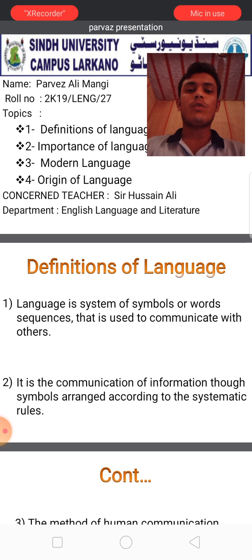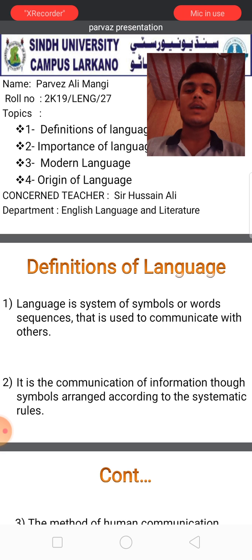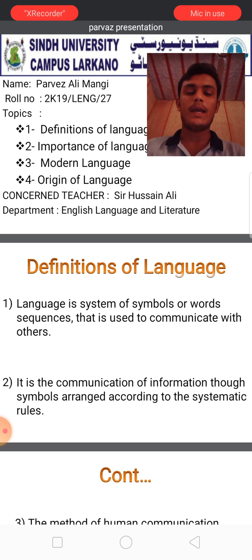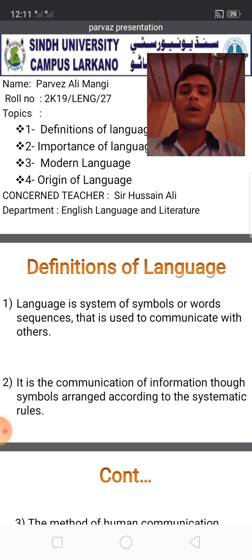I have chosen 4 topics from History of Language. Our concerned teacher is Mr. Hussain Ali Kumbha Sahab. The subject is History of English Language. There are 4 topics from the syllabus that I have chosen and confirmed by Mr. Hussain Ali Kumbha Sahab.